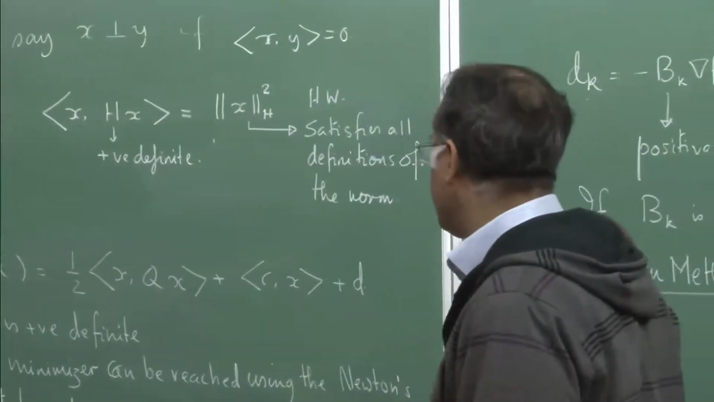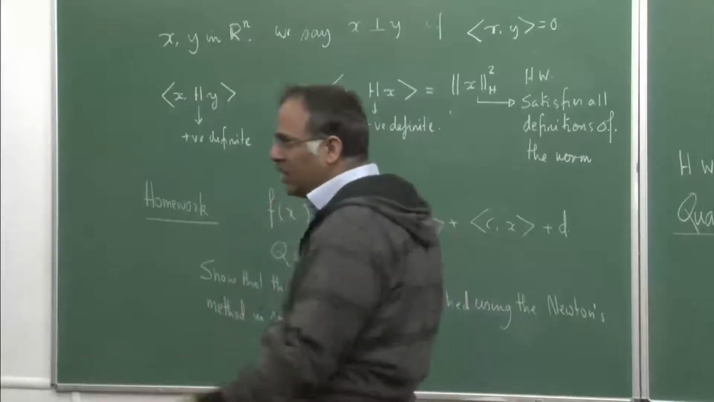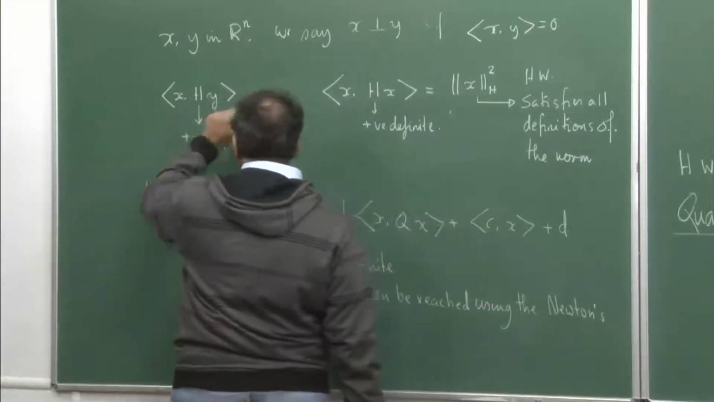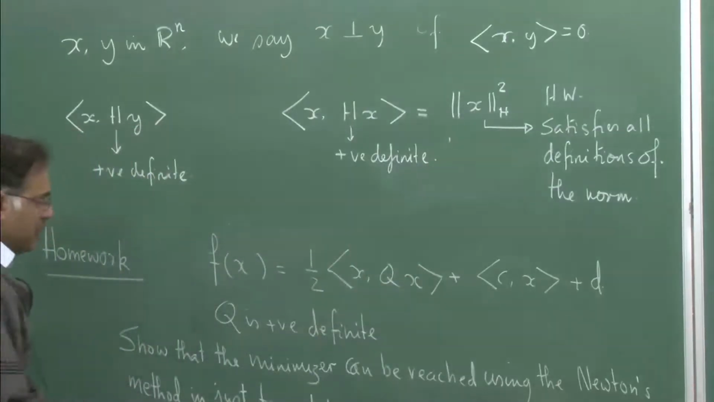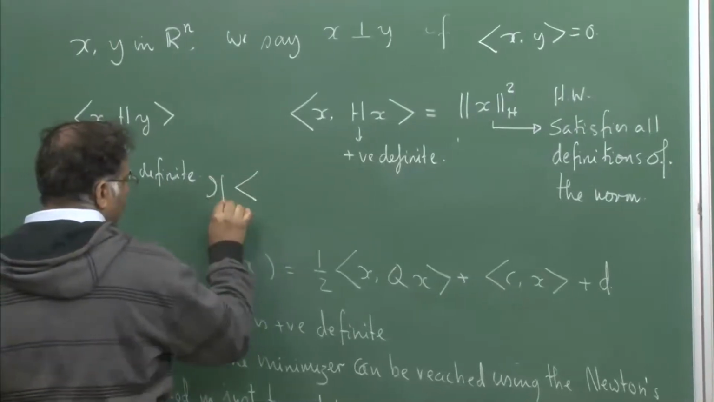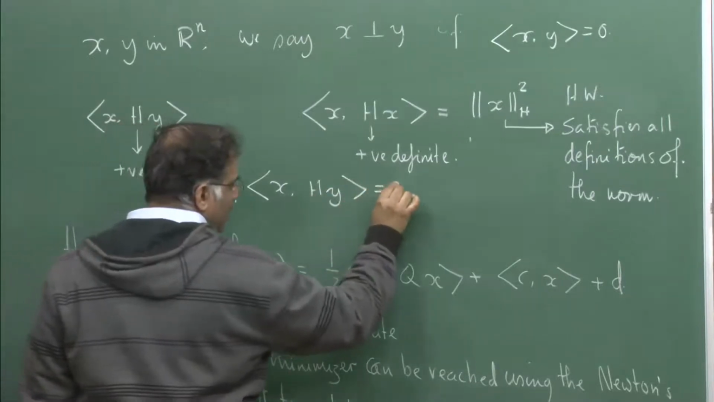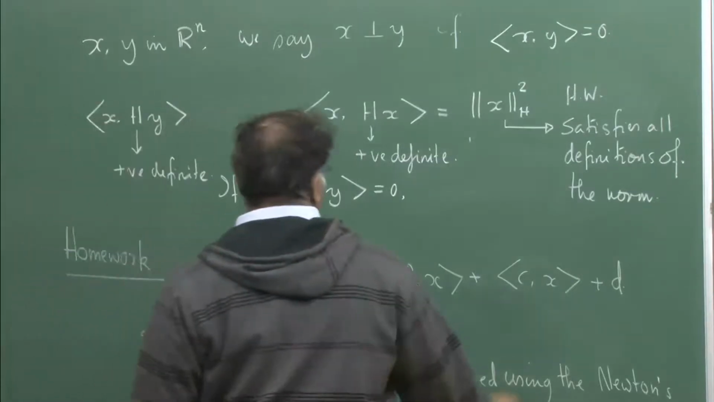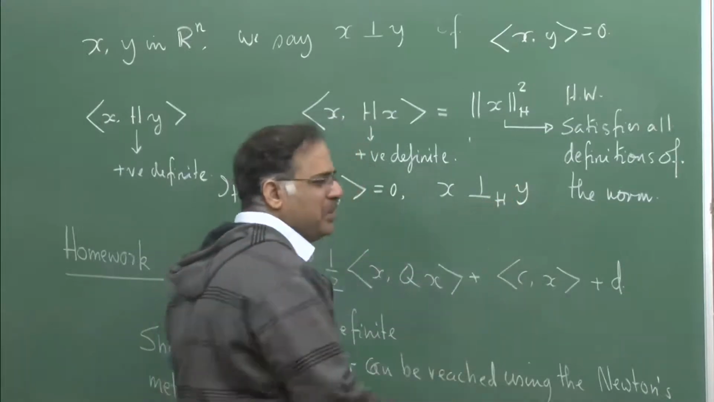Now, I can say that x and y are perpendicular with respect to H if x H y is 0, that is, in this particular norm it is 0 in this particular set of inner products. So, if x transpose H y is 0, then we can say that x is perpendicular to y with respect to H. Possibly we can invent a symbol like this.